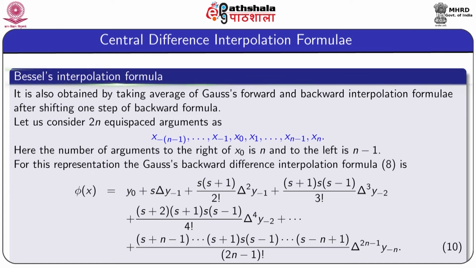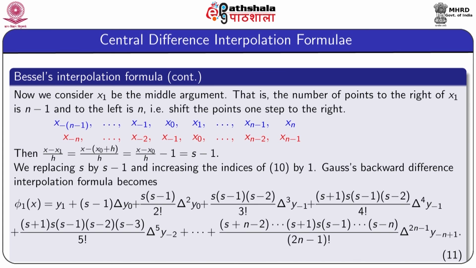So, for this representation, the Gauss backward difference interpolation formula, that one deduced in equation 8, is stated below. Phi x equal to y0 plus s into delta y minus 1 plus s into (s plus 1) by factorial 2 delta 2 y minus 1 and so on. So, this is the Gauss backward central difference formula for this assumption, that means x0 is the middle point and the right side contains n points and the left side contains n minus 1 points.